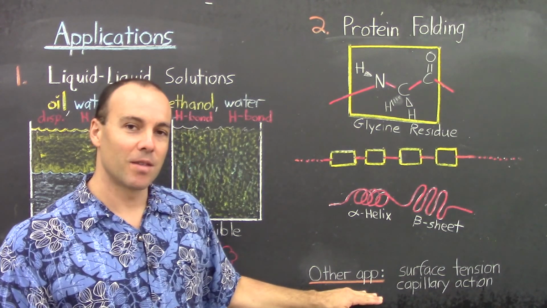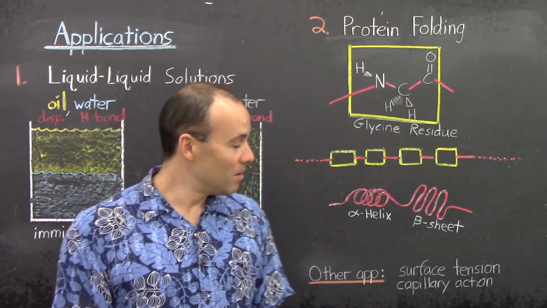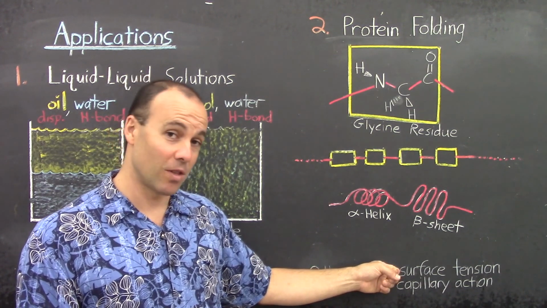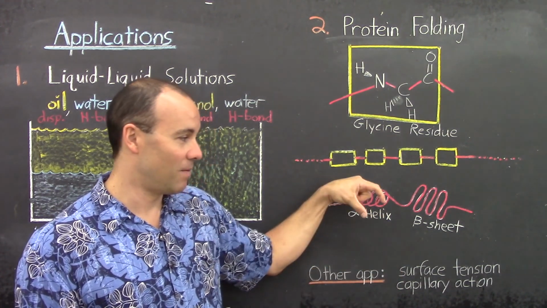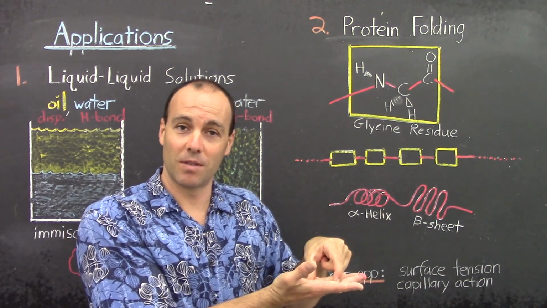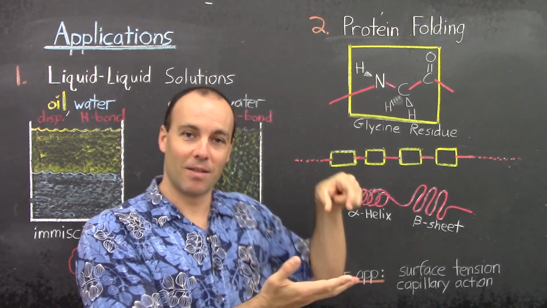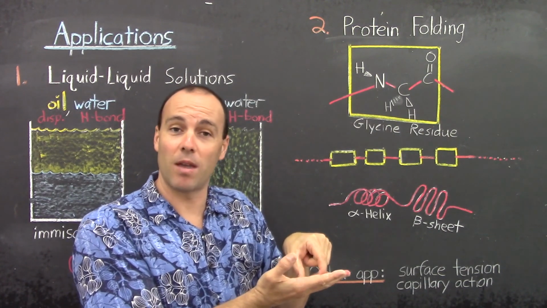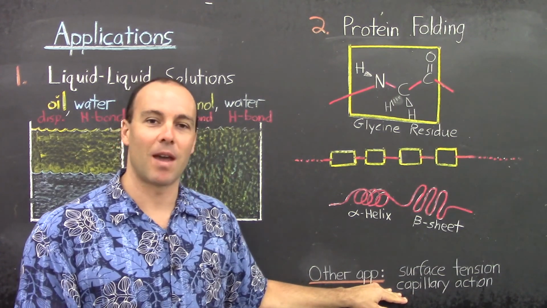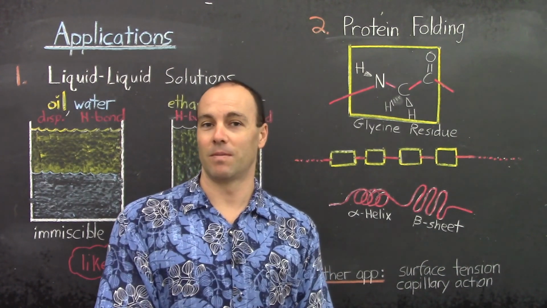There are other applications that are explained by intermolecular interactions. We don't have time to go into them, but they are very interesting, and I'll just name a couple. Surface tension, where you can, say, float a paper clip on top of a water surface. Why is that? Well, it's because of the water molecules sticking together. That paper clip doesn't want to break those interactions between the water molecules. And another is capillary action, where water can travel up the surface of a tube.